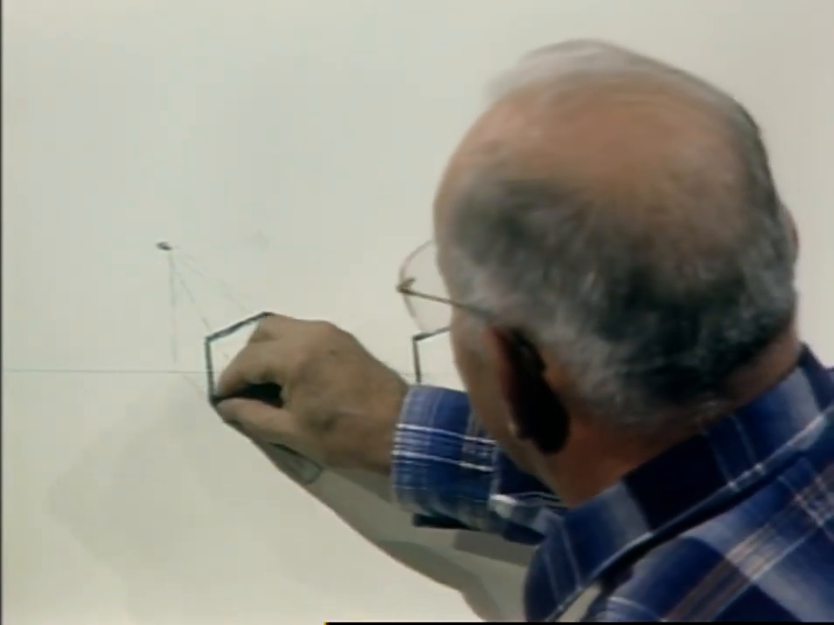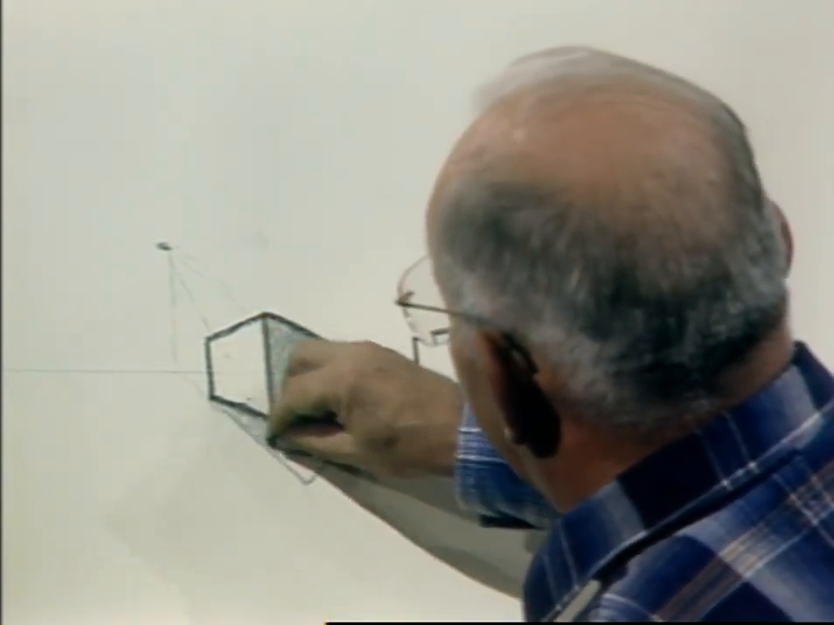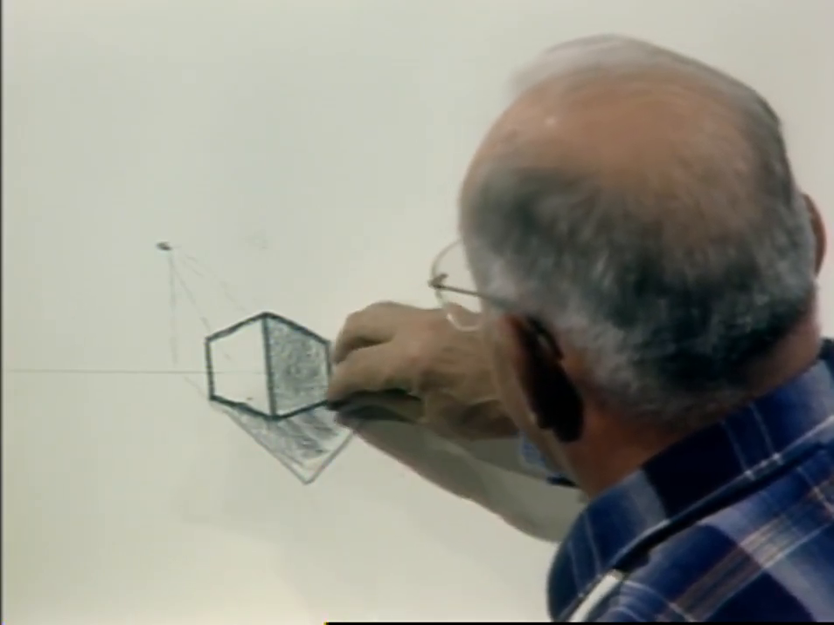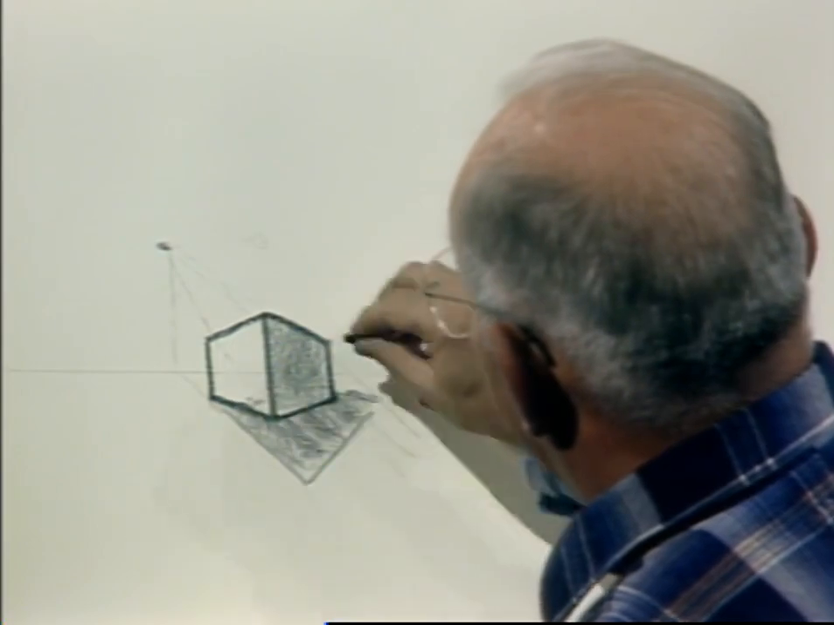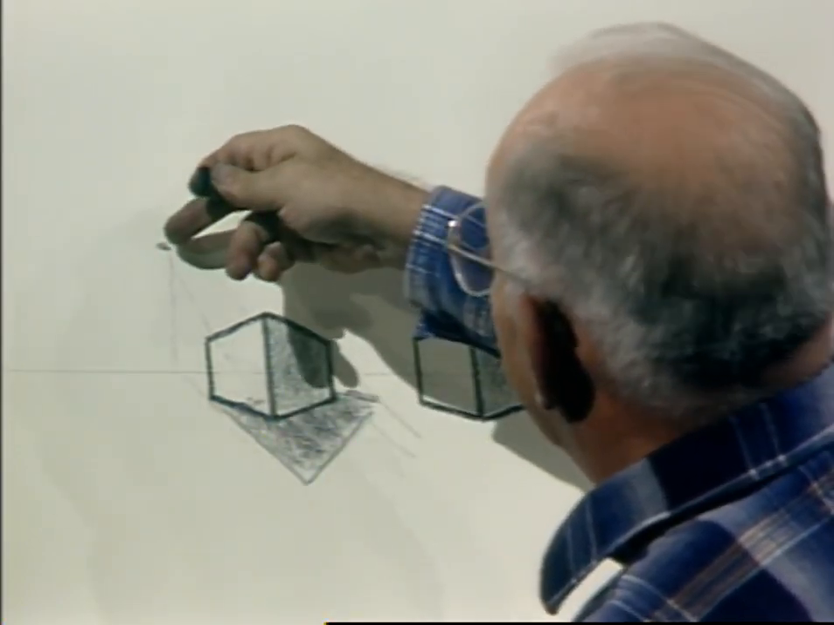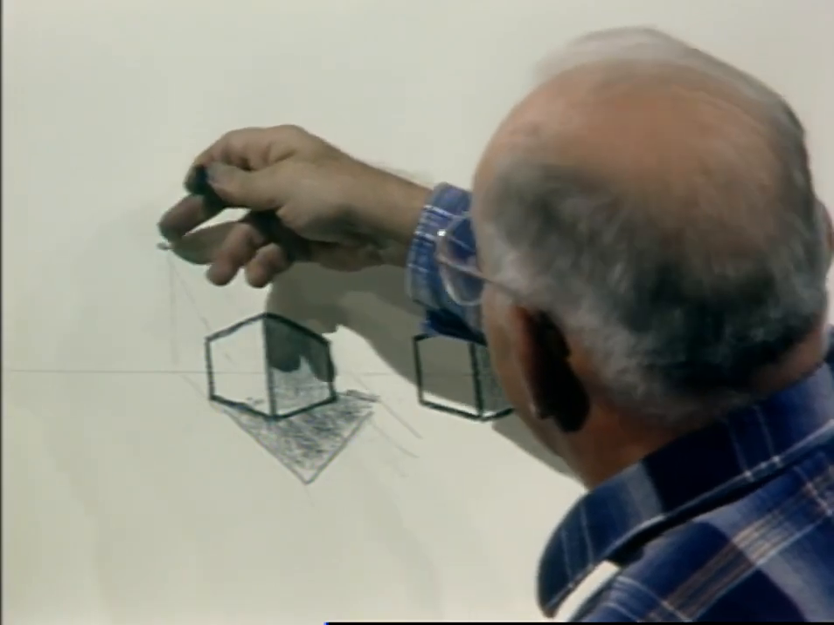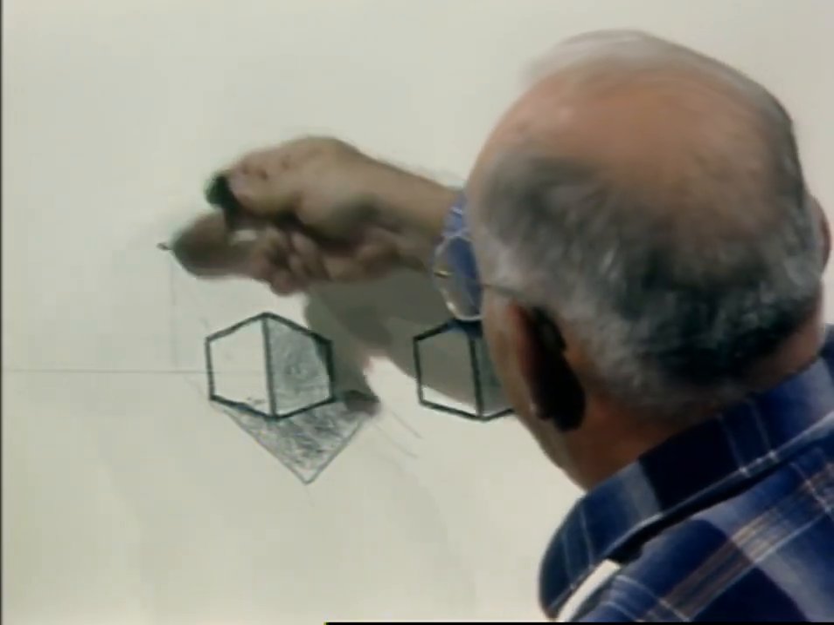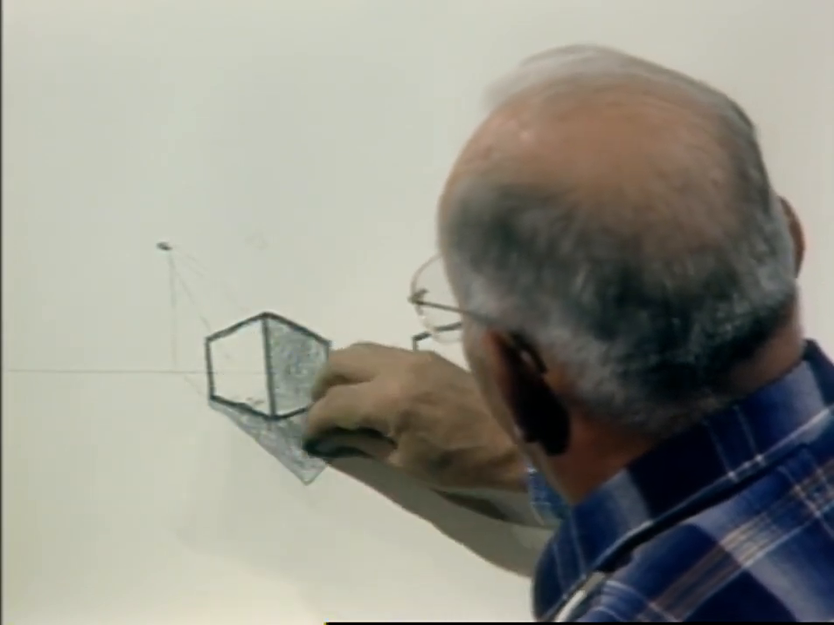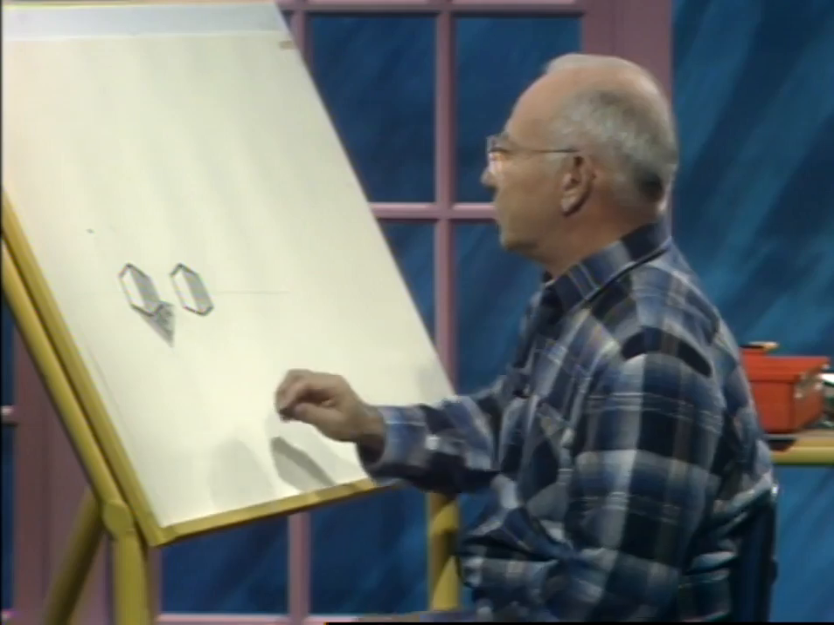So this is not an exact plotted cast shadow, but it gives you the idea that on artificial light you have this condition here. Now, the light source will determine the angle, the height of it. And we'll see in a moment how we plot the direction.